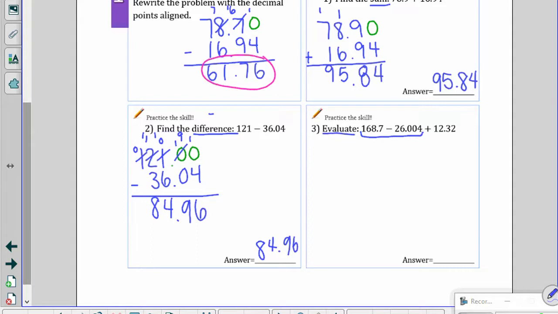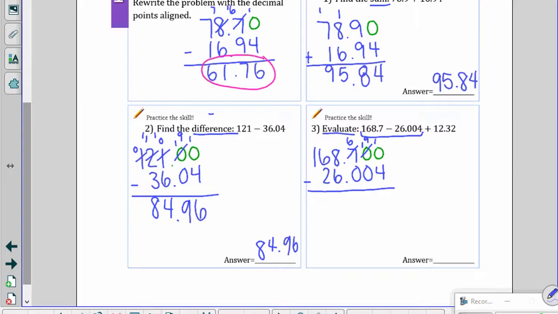So we have 168 and 7 tenths minus 26 and 4 thousandths. Let's put in those 0 placeholders there. Oh, looks like we're going to need to do some more borrowing. All right, in the thousandths place, 0 minus 4, well, we can't do that, so we're going to have to do some borrowing. And it's not until this 7 that I see that I can borrow something. So we'll make this a 6, a 10, so it'll have to be a 9. Okay, there we go. That was a lot of borrowing.